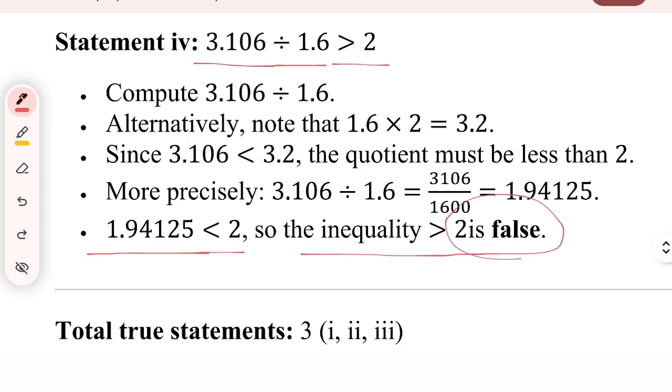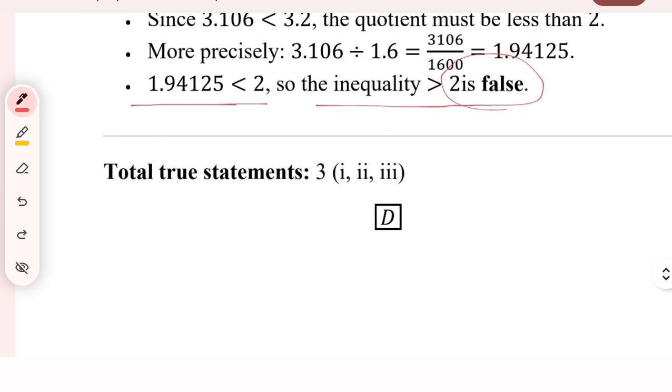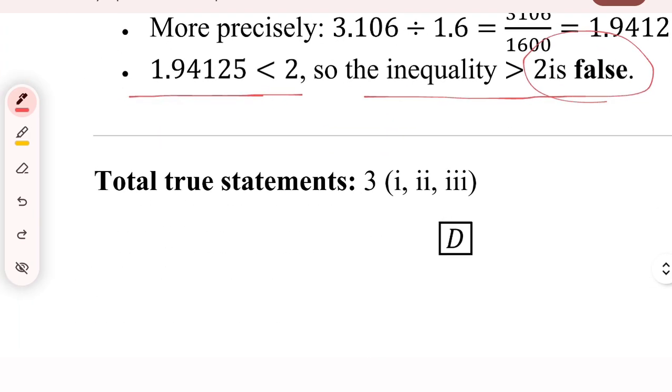So what are the statements that are true? It's only statements 1, 2, and 3. Therefore, there are only 3 statements that are true. And in the options given, the answer is letter D, 3 statements. This is one of the easiest problems, don't you think so?